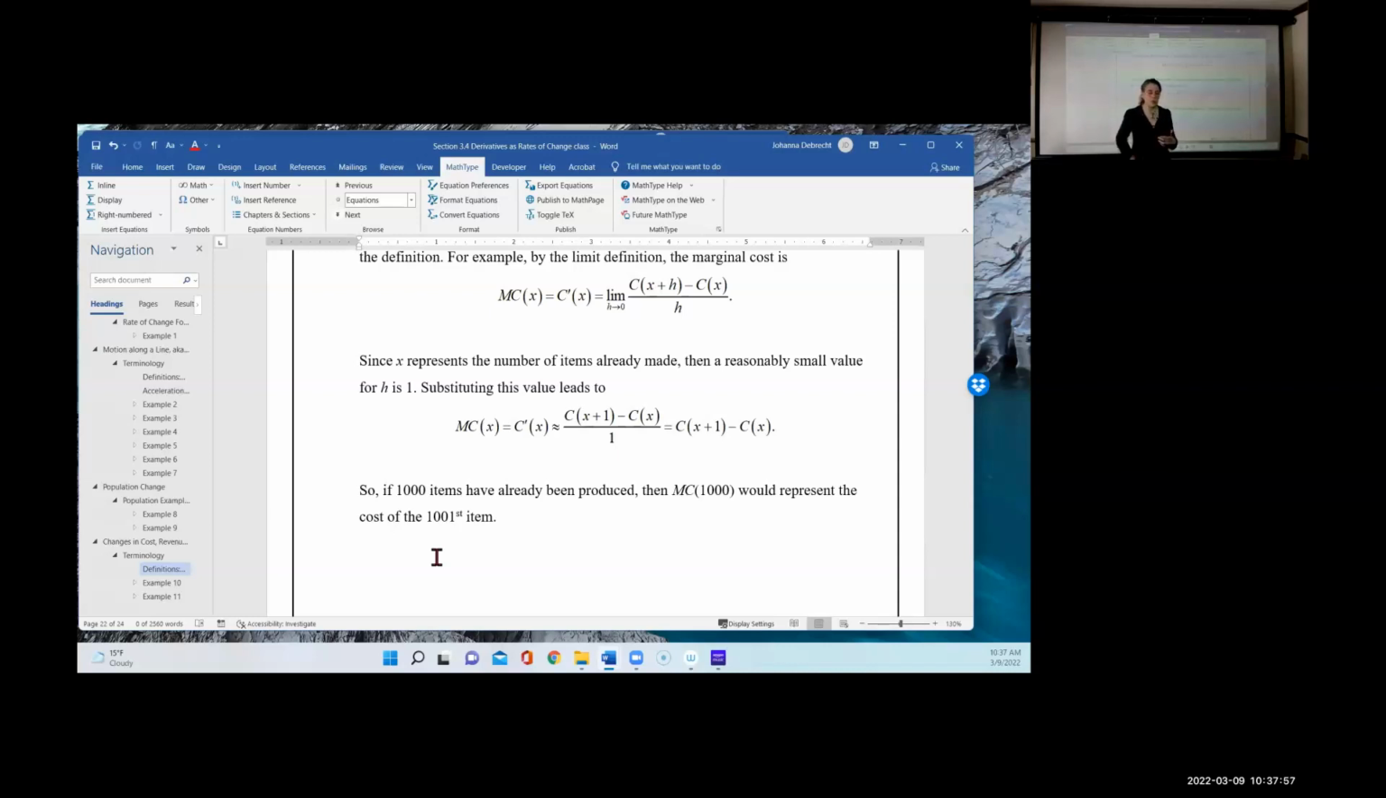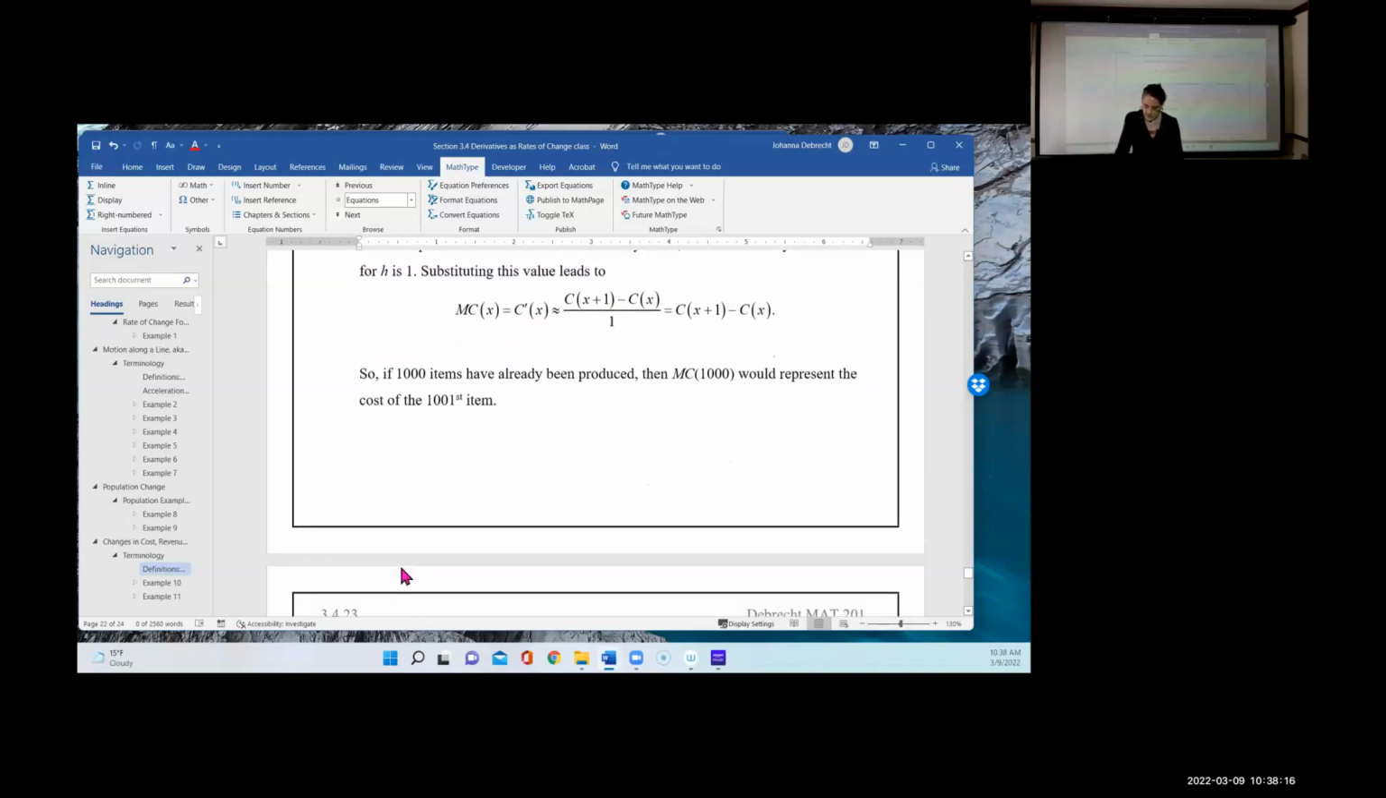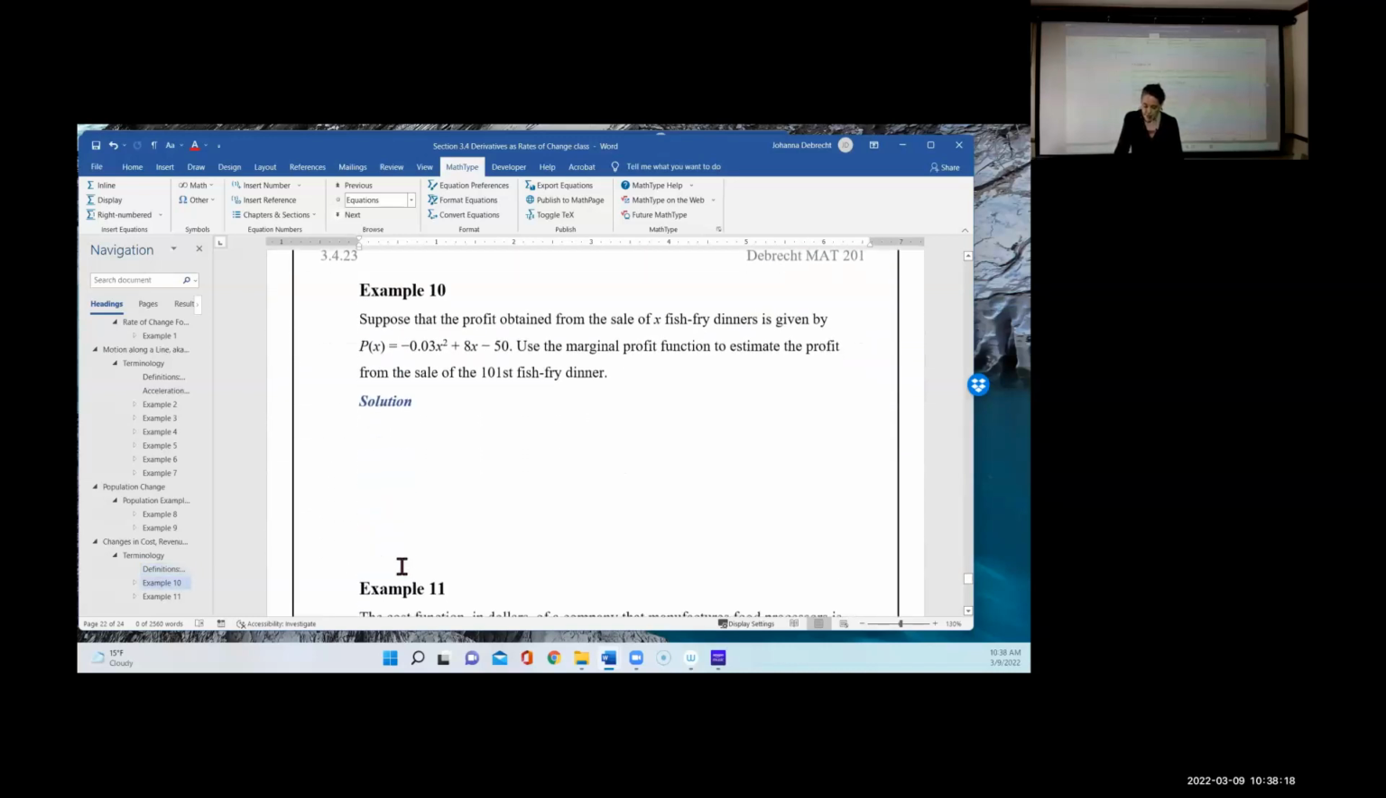And again, this is when we make the change in the cost small, or the change in the number of items small, and small for us for a number of items is typically 1. All right. And that gives us this function right here. The marginal cost is approximately that value.